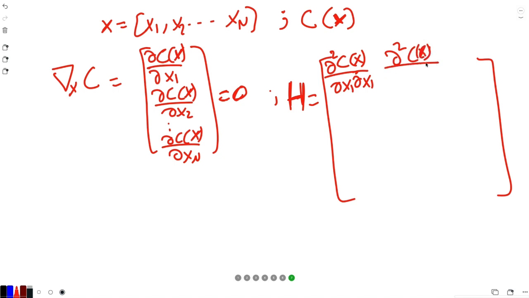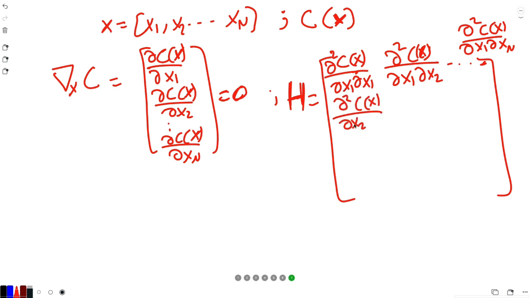but with respect to what here? What do you guess? Yes, it is with x1 and with x2. Okay, and we continue. The last element here will be the second differentiation of c of x with respect to, what is your guess, x1 and xn. And what is the second element here? The second differentiation of c of x with respect to x2 and x1.